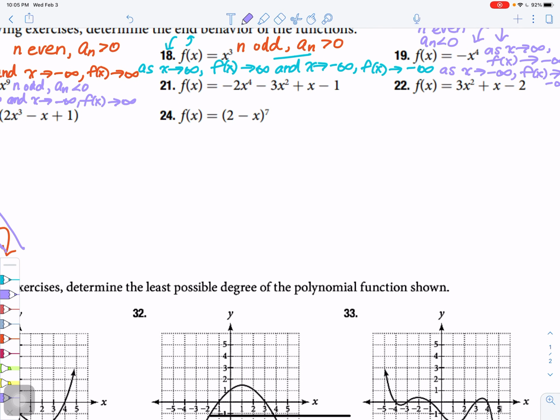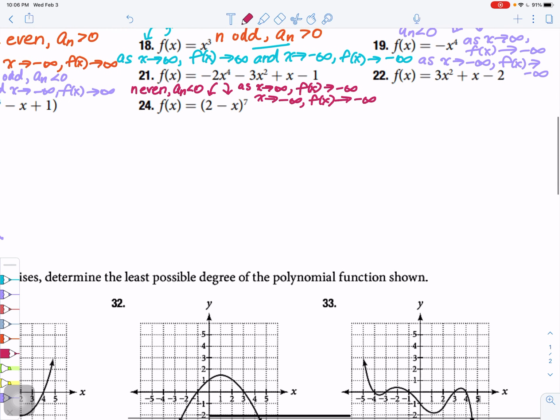Okay? So let's look at number 21. We have, let's see if I can change colors here. We have the degree is even, so the ends are going to be the same. N is even, and the leading coefficient is negative. So both ends are down. So as x approaches infinity, f of x approaches negative infinity. As x approaches negative infinity, f of x approaches negative infinity. The y values are both going to negative infinity.